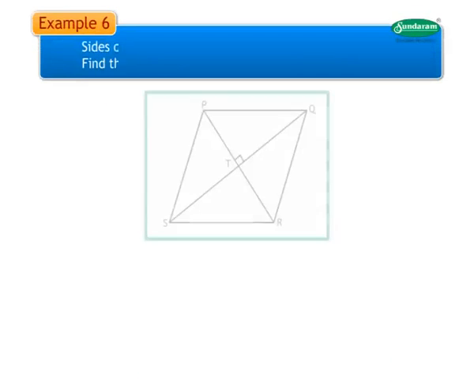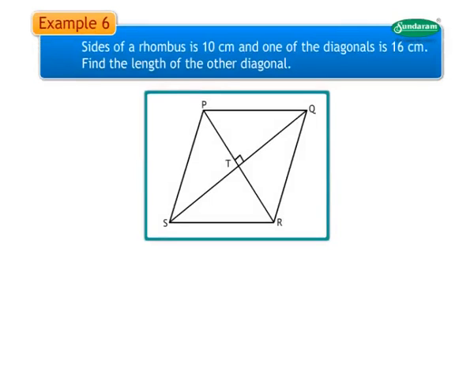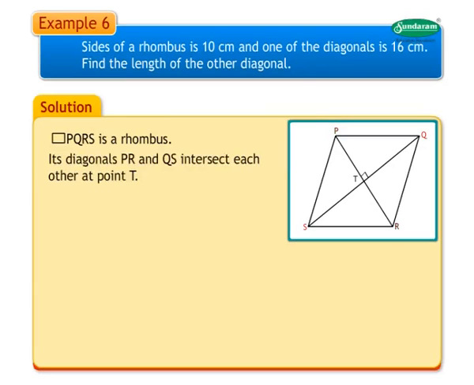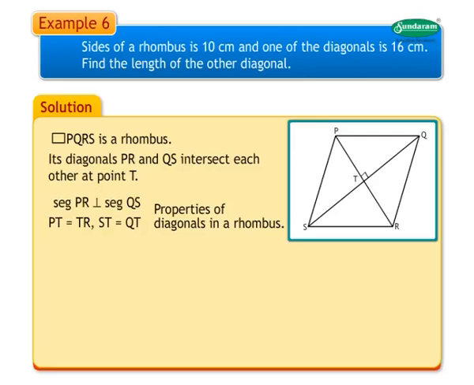Example 6. Sides of a rhombus is 10 cm and one of the diagonals is 16 cm. Find the length of the other diagonal. Solution. Quadrilateral PQRS is a rhombus. Its diagonals PR and QS intersect each other at point T. By properties of diagonals in a rhombus, segment PR is perpendicular to segment QS, PT is equal to TR, ST is equal to QT. Let SQ is equal to 16 centimeters.